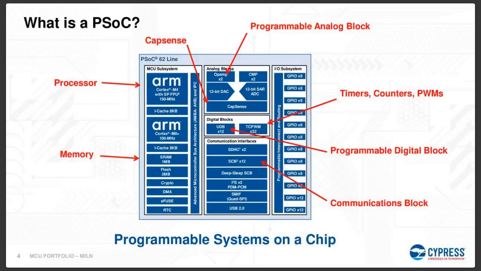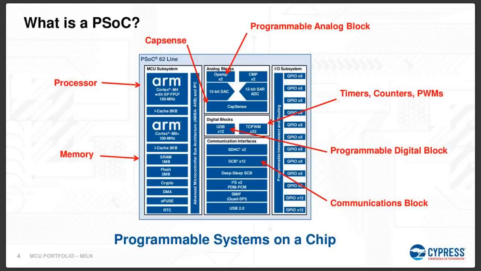There's quite a bit of timers, counters, and PWM resources. We have communications blocks. Whenever you see this block that says SCB, it stands for Serial Communications Block. These can be UARTs, they can be SPI, they can be I2C, and they're all independent. They can mix and match. It doesn't matter. Those blocks can be set up in any of those combinations.